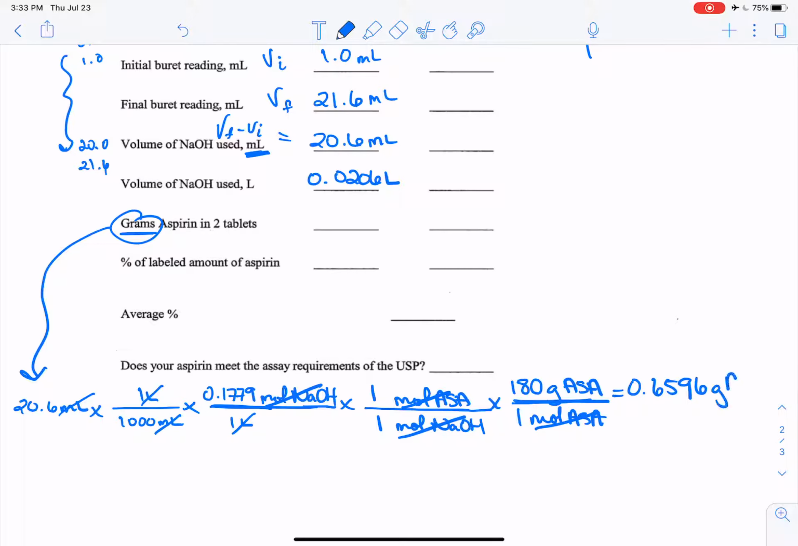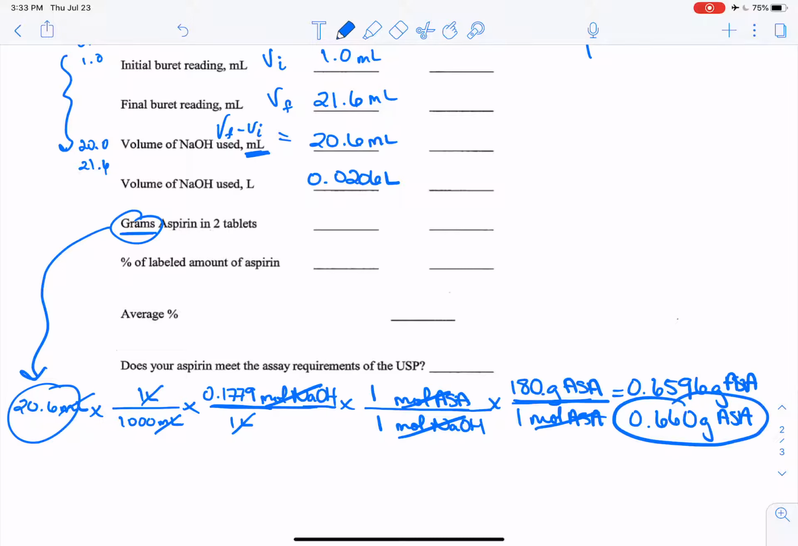0.6596 grams of acetylsalicylic acid. And I want 3 significant digits. So, and I'll assume there's a little point there. So what I'm going to do is have 0.660 grams of acetylsalicylic acid.